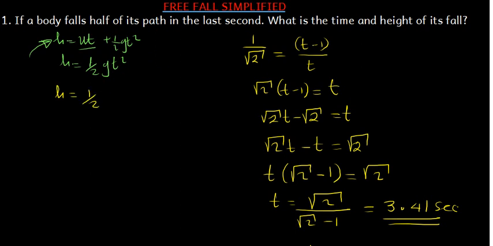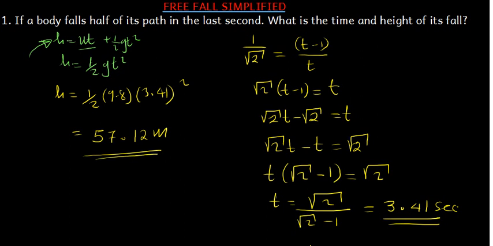So we know that g is 9.8. Where there is time, we'll now substitute 3.41 and then square it. So the height is going to give us 3.41 squared multiplied by 9.8 and then divided by 2. So the height is 57.12 meters. So that is going to become our height.